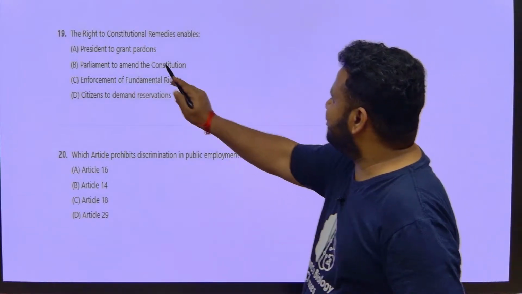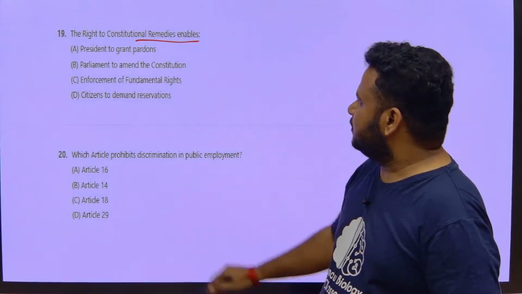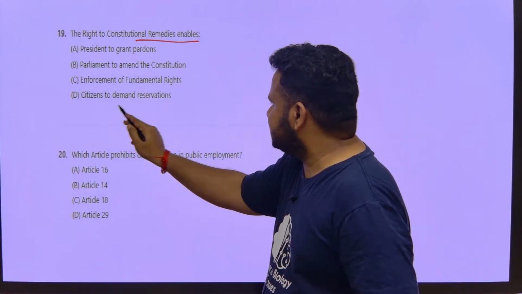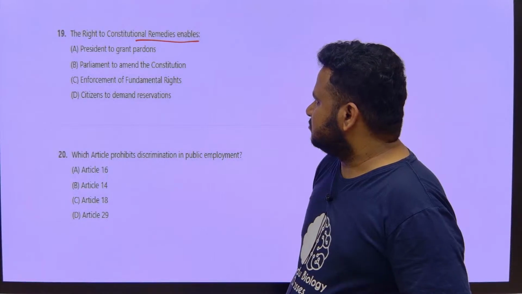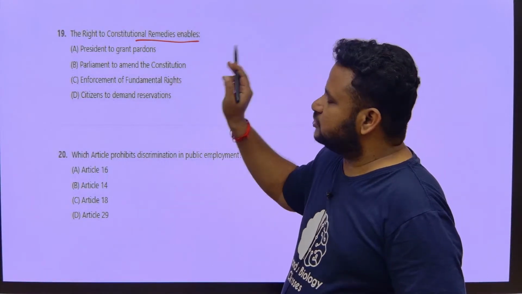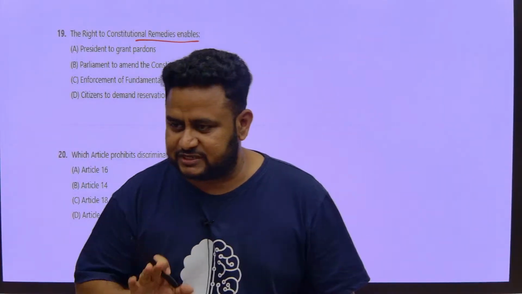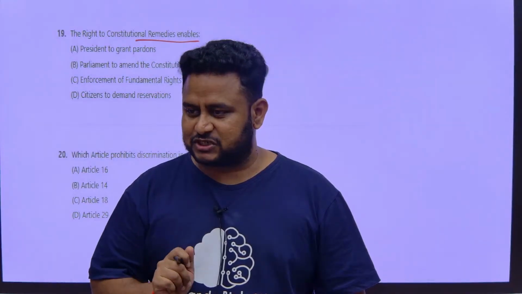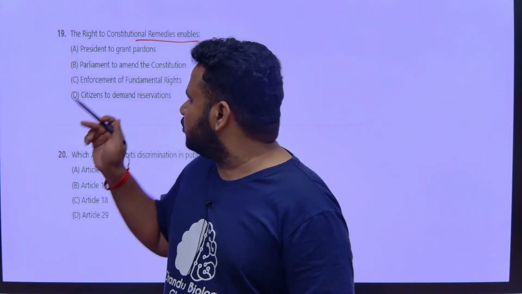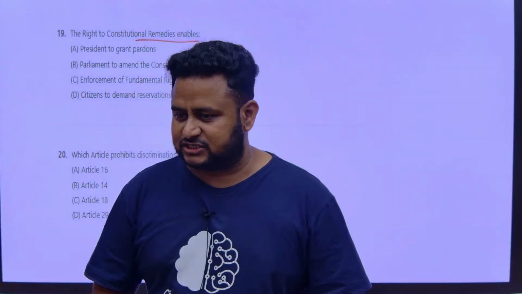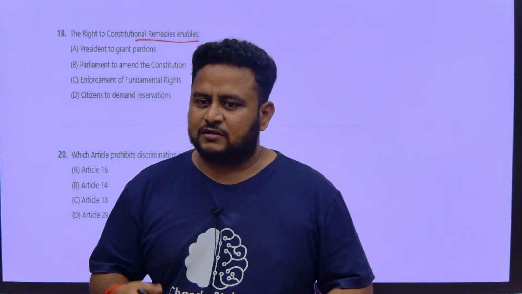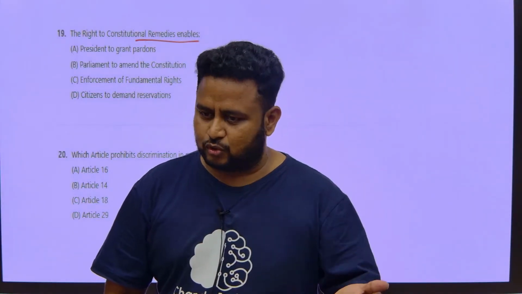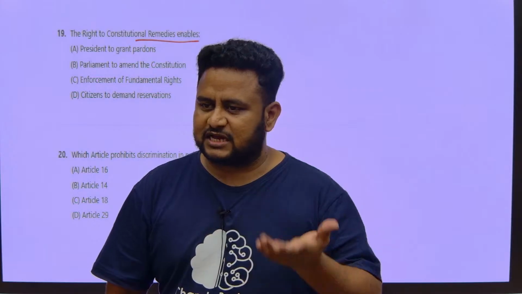The right to constitutional remedies enables what? President to grant pardons, Parliament to amend the Constitution, enforcement of fundamental rights, citizens to demand reservations. Read correctly. Did I speak about reservation today? When I spoke about constitutional remedies, what did I say? We spoke about writs, which are issued against the violation of fundamental rights. If there is violation of fundamental rights, I will go to court so that my fundamental rights are enforced.